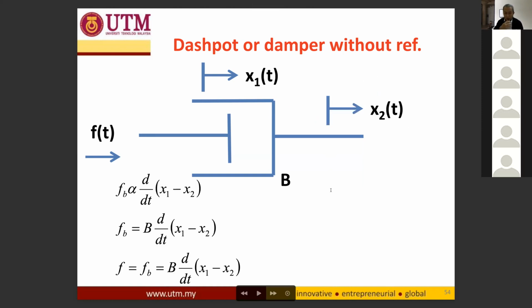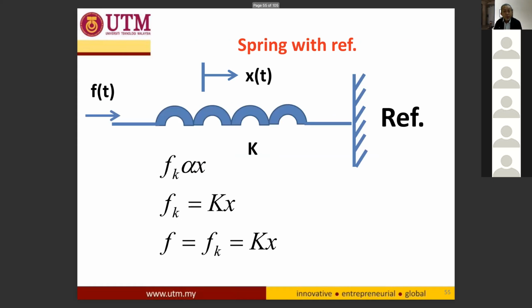And then the dashpot or damper without reference. If there is no reference, we have to find the difference between x1 and x2. So give a force here, then it creates x1 and x2. The difference will be F is equal to B per dt of x1 minus x2. And then the spring, as usual, F is equal to Kx. So K is the spring constant.